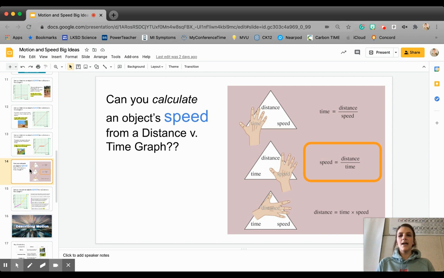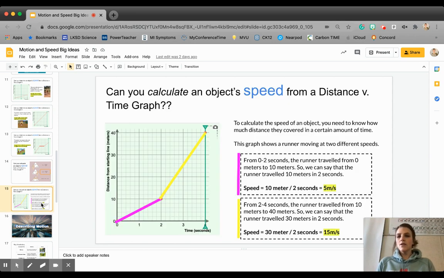Another way that we can calculate an object's speed from that line is to actually calculate the slope of that line. You're going to be using an equation, speed is equal to distance divided by time, or in your head, come back to those mathy definitions. It's going to be rise over run, all right? So take a look at slide 15. Let's say we wanted to calculate the speed of this object during these 2 different intervals. Before you even start looking at the numbers, you can kind of make some predictions about what you're going to end up calculating.